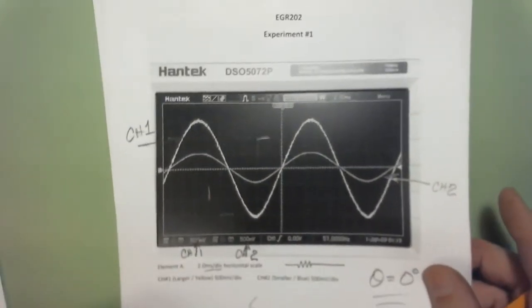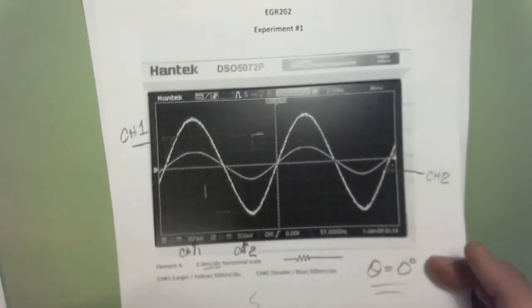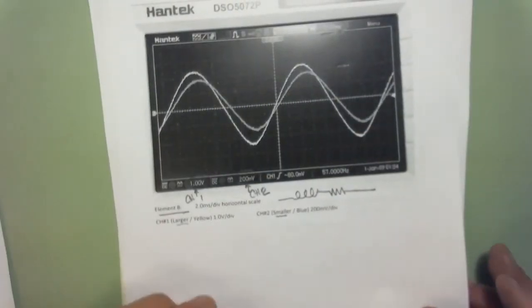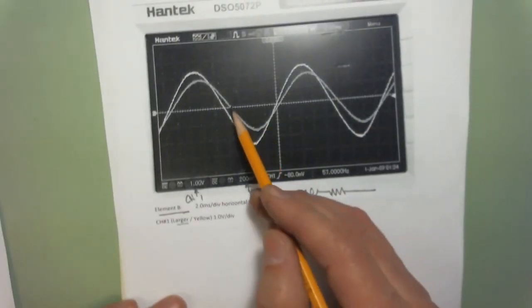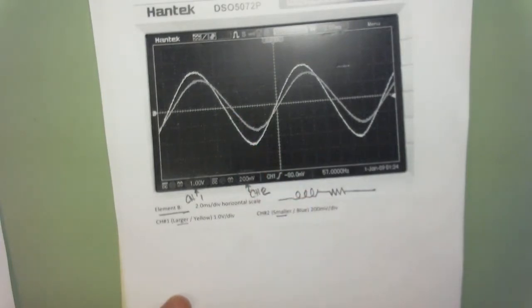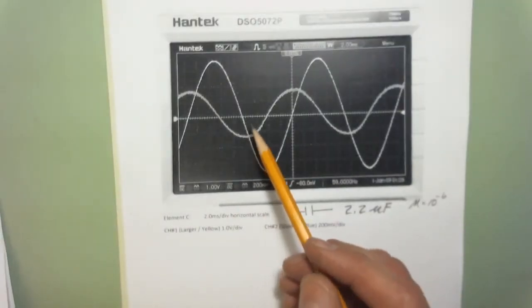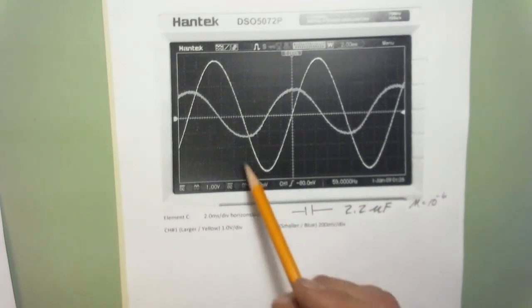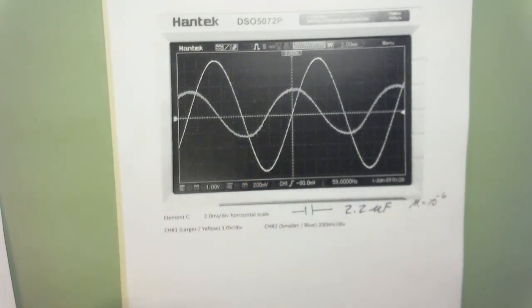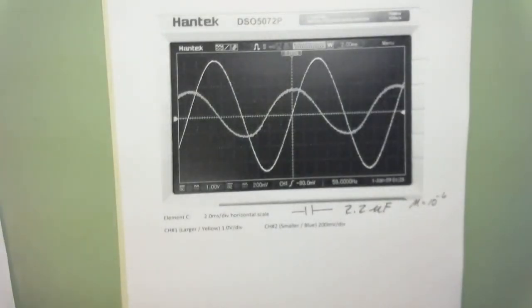Element A, that was the resistor, no phase shift. Element B, that was the inductor. We see that channel 2 is ahead of channel 1. And finally, here with the capacitor, we see that channel 2 is behind channel 1. So we not only have phase shifts, we can think about that leading and lagging relationship, and it should not surprise us that this is an inductor and this is a capacitor.